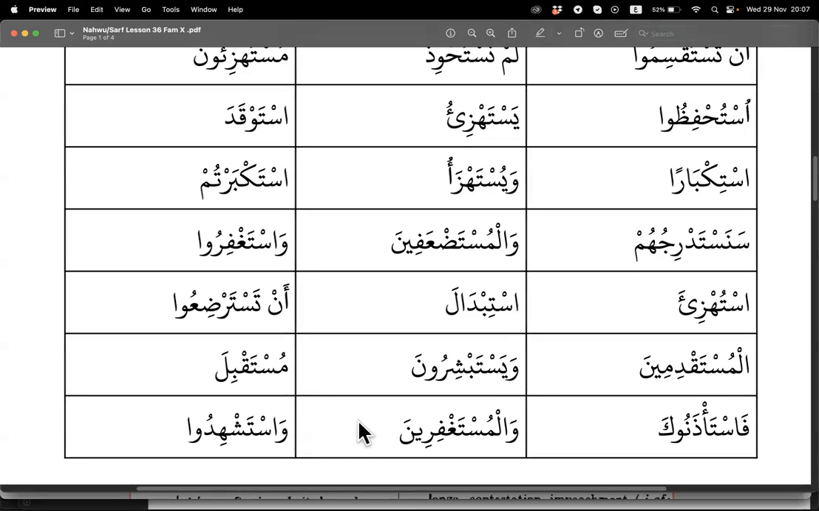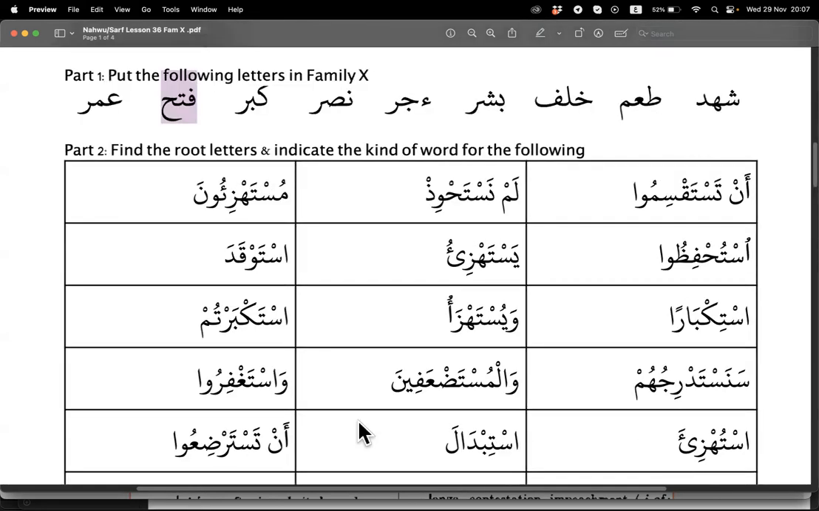Yes. Good. Next one. Wal mustaghfirina. Wal mustaghfirina is isim fa'il. The root letter is ghafara. Very good. Jama' muzakkar salim. Yes. Next one. Mustahzi'una. Isim fa'il from the root ha zai hamzah. Yes. Next one. Istauqada. Istauqada is fi'il madi huwa from the root word waqada. Good. Next one. Istakbartum is fi'il madi antum from the root sabara. Very good.